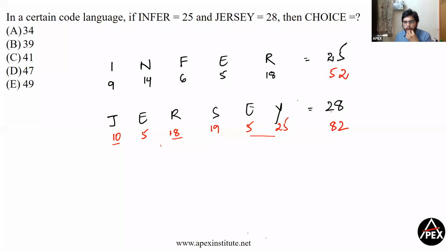25, 52, 28, 82. They are in reverse. The numbers are reversed, isn't it? 52 is written as 25 and 82 is written as 28. Okay. Now the same logic we need to apply for choice.